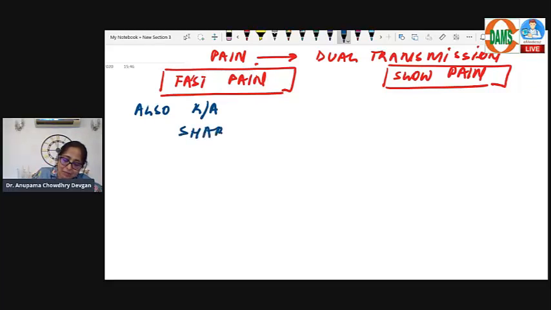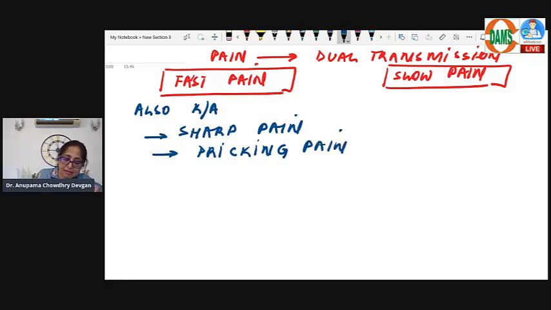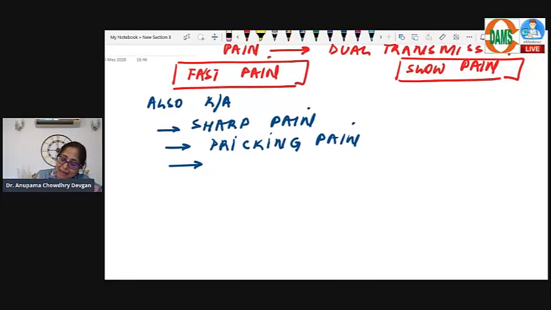a sharp pain. This is also known as a pricking pain. Sharp pain, pricking pain, right? Whenever you touch something hot, sharp pain, which makes you withdraw your hand. So this is sharp pain, pricking pain. This is also known as a stabbing pain.